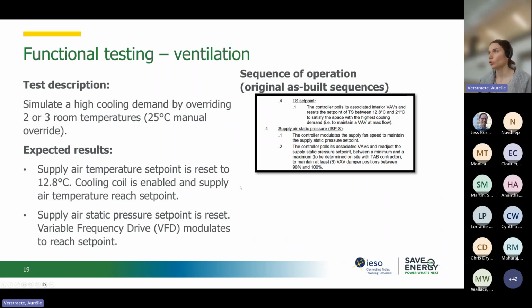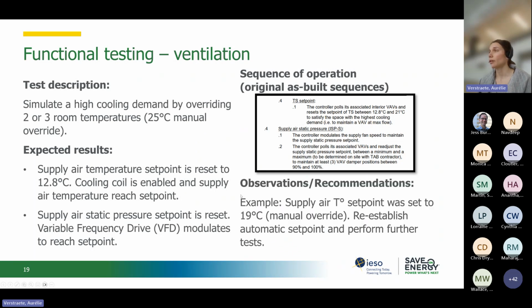Again, the commissioning provider will document observations, and here are examples of what could be observed during that test. Maybe the supply air temperature set point was set to 19 degrees, and we see that it's on manual override. So the recommendation here could be to re-establish the automatic set point and maybe perform further tests to see that the air handling unit operates in a total automatic mode.